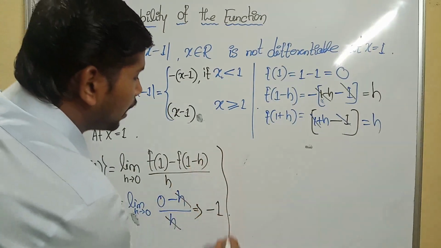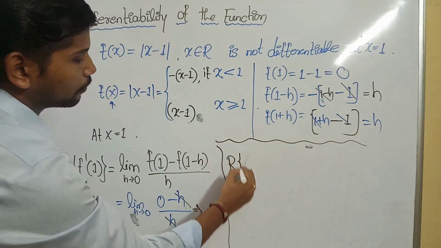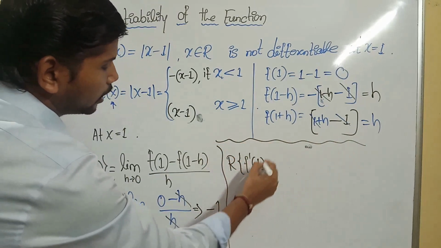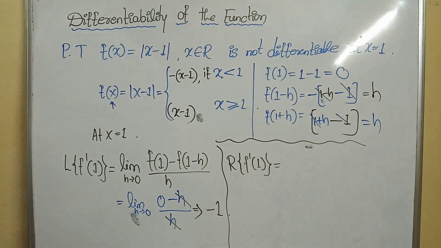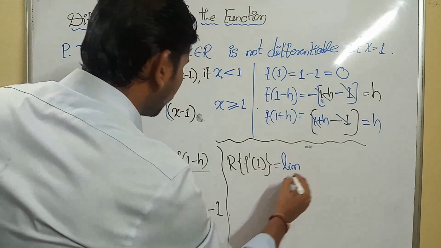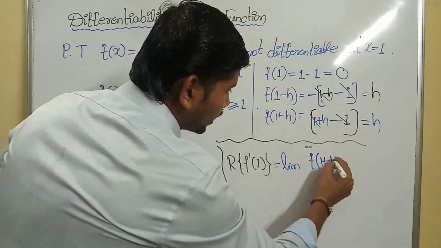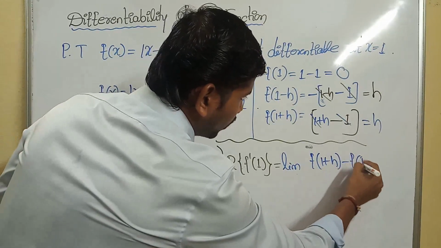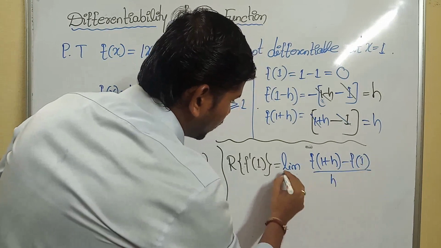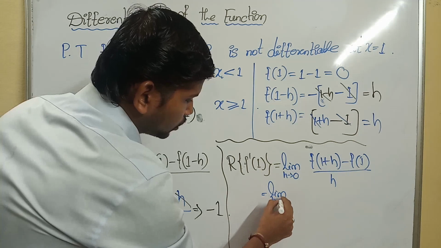In the similar manner, I need to solve right hand derivative, R of f dash of 1. How I have to solve R of f dash of 1? Concentrate on the board. It will be limit of f of, in place of x I need to write 1 plus h, minus f of 1, divided by h as h tending to 0. Okay now, limit of h tending to 0.